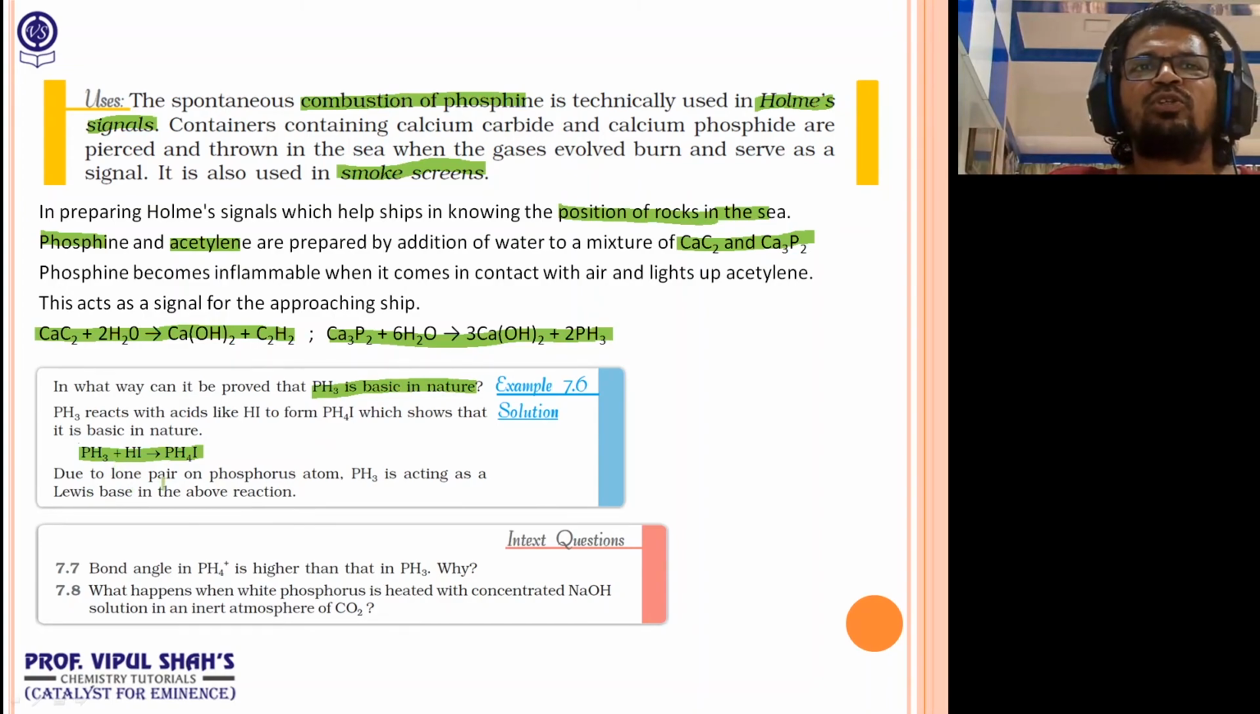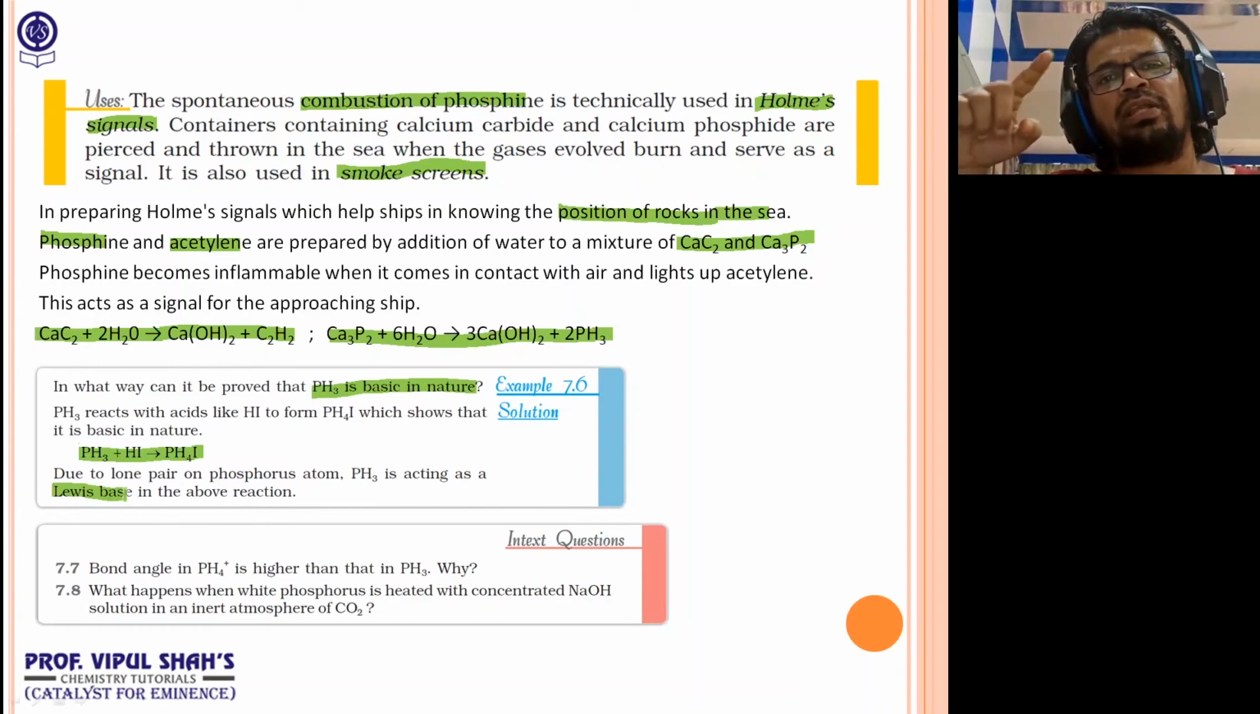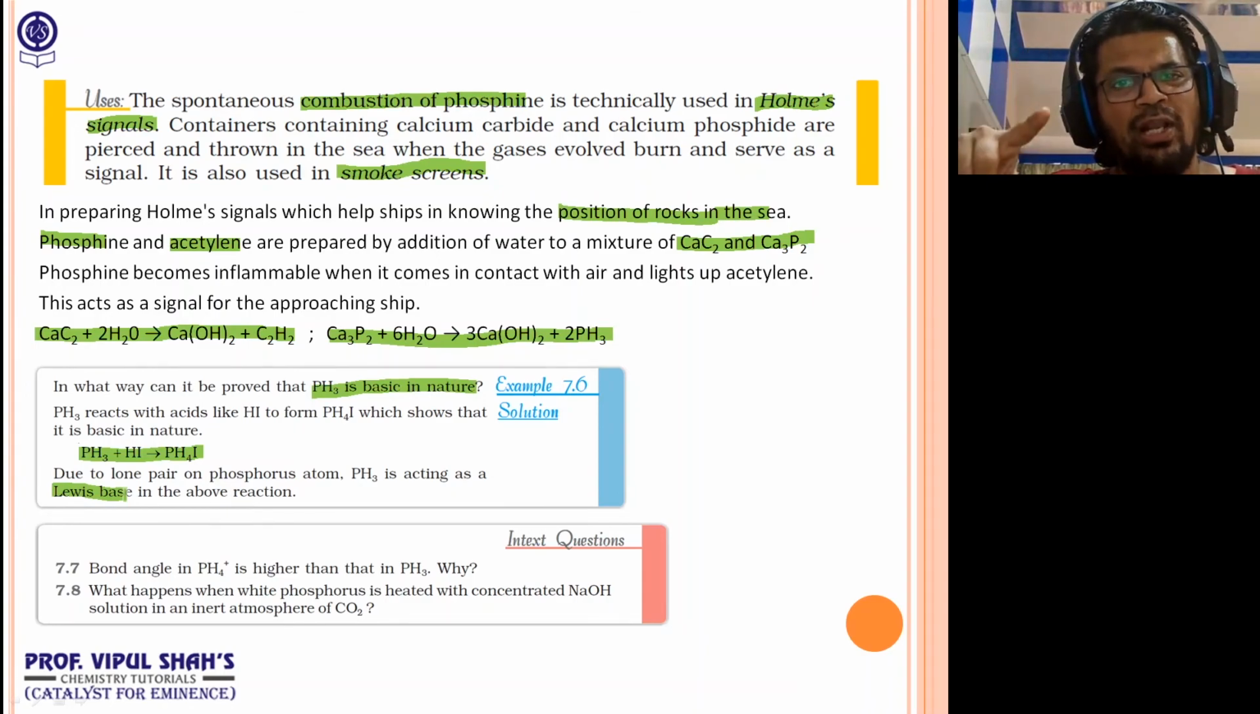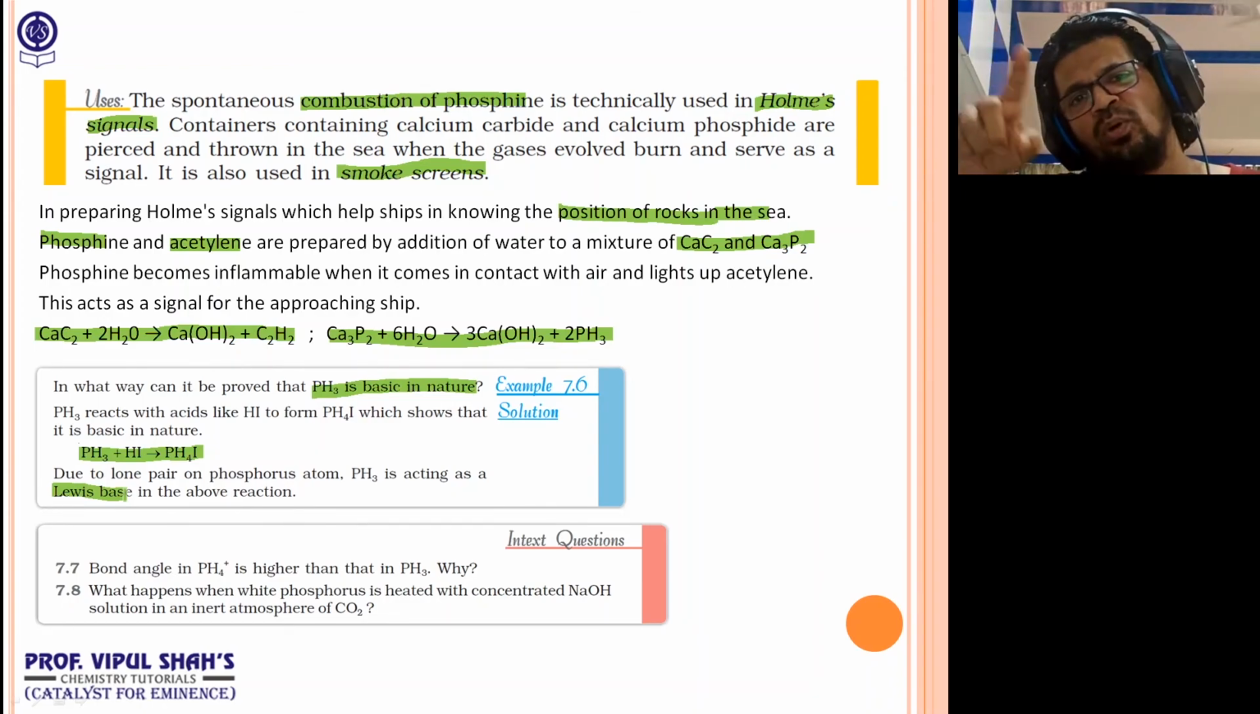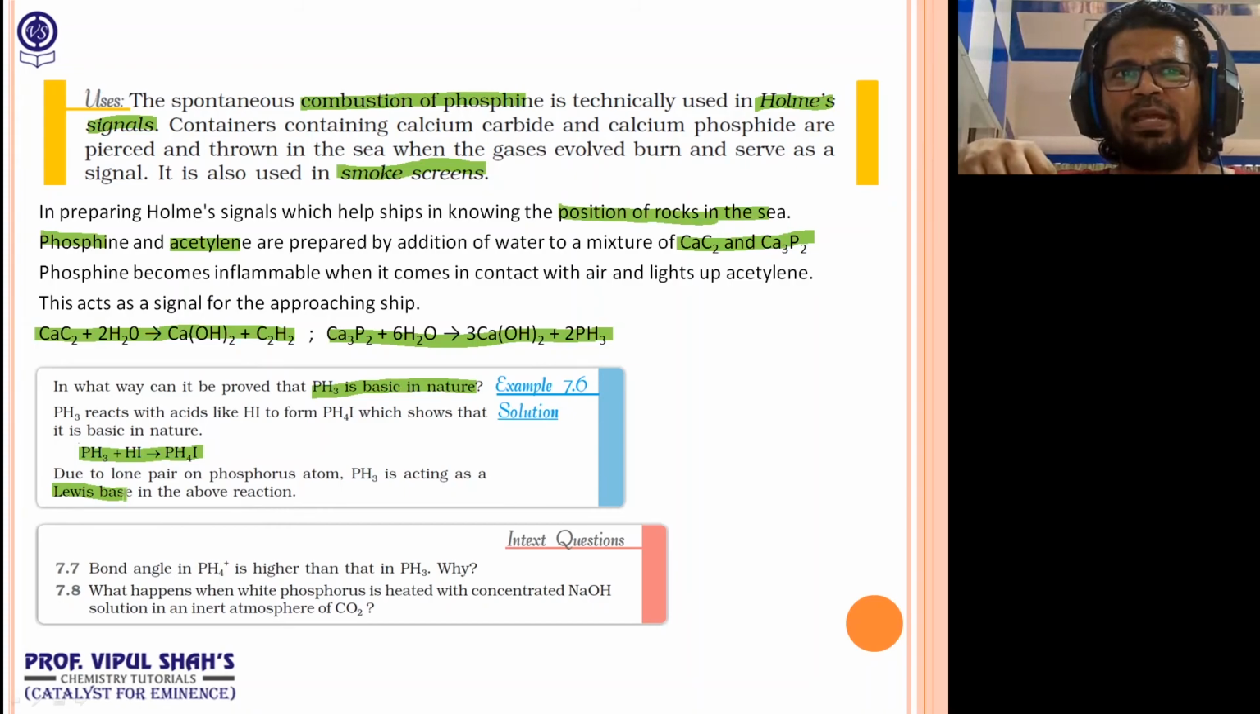Here it says due to the lone pair on phosphorus, PH3 is acting as a Lewis base. Phosphorus we all know is 3s2 3p3, so 3s2 is one lone pair, and 3p3 gives 3 unpaired electrons. Because of the presence of the lone pair, which is donated, it forms PH4 plus and I minus. That's one.